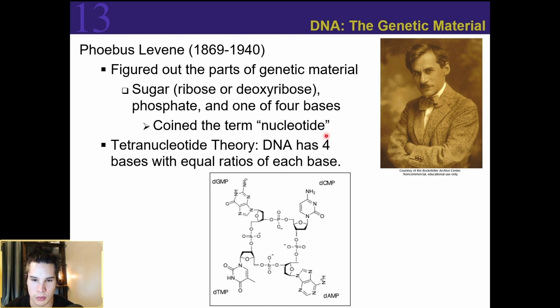So he coined the term nucleotide. A nucleotide is something that has a sugar, a phosphate, and then one of four nitrogenous bases. And so his idea about the structure of this genetic material was a tetranucleotide, and that structure would look like this: tetra meaning four, so four nucleotides all bound together. So DNA has four bases with equal ratios of each base. So that was Phoebus Levene's idea.